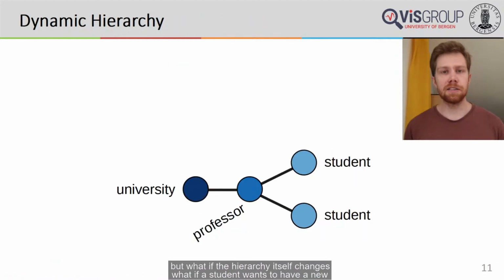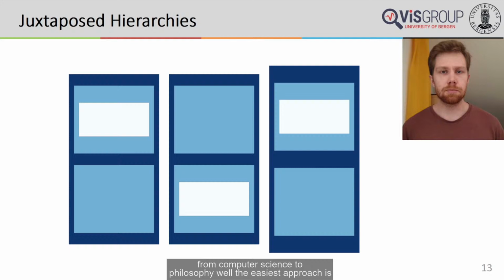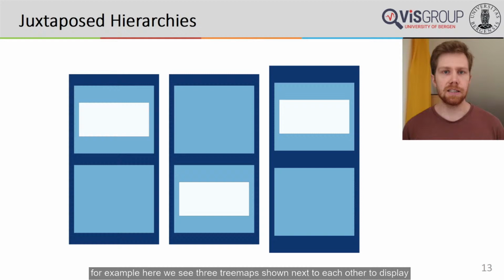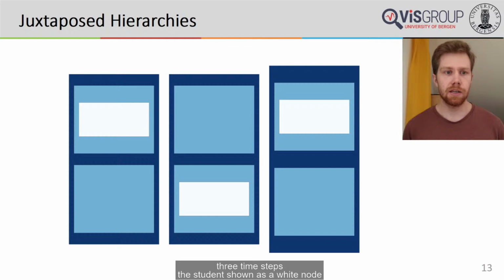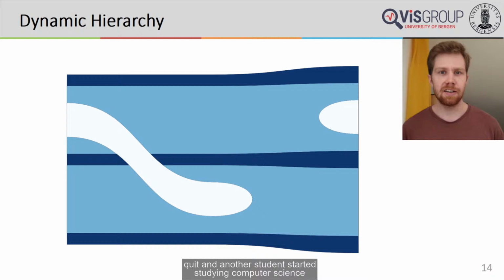But what if the hierarchy itself changes? What if a student wants to have a new supervisor? Or maybe the student wants to switch from computer science to philosophy? Well, the easiest approach is to display hierarchies next to each other. For example, here we see 3 tree maps shown next to each other to display 3 time steps. The student, shown as a white node, switches from computer science to philosophy and back. Or maybe he switched to philosophy, quit, and another student started studying computer science.